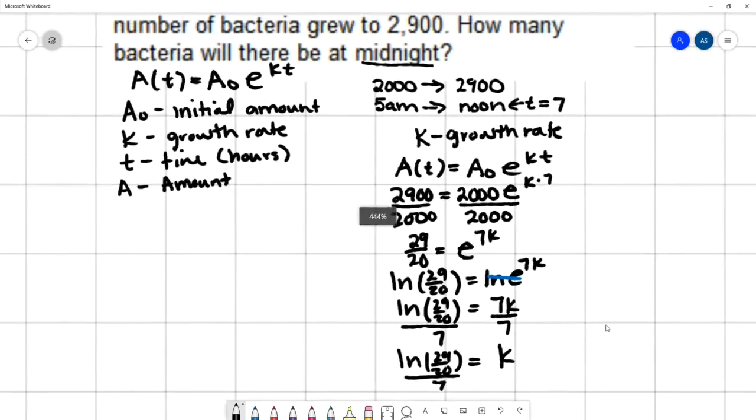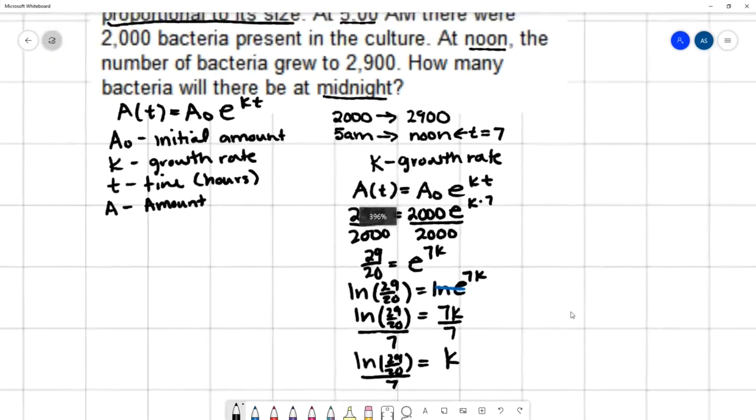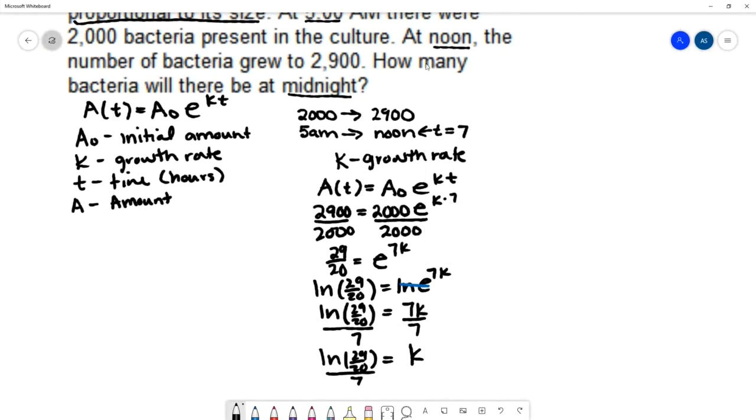So now that we have the growth rate, we can answer the question, how many bacteria will be there at midnight? And there are two different ways to do this, depending on what you set as your starting number of bacteria. So if you start with 2,000, that's at 5 a.m. And you want to know what will the bacteria be at midnight.